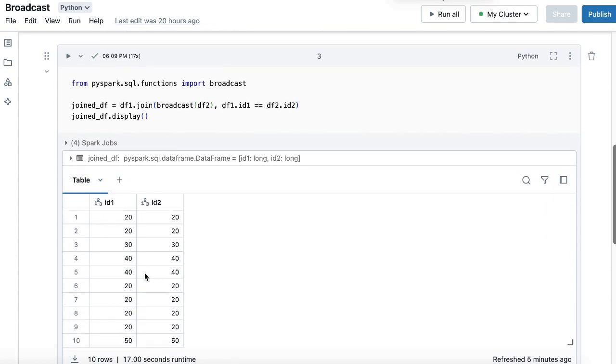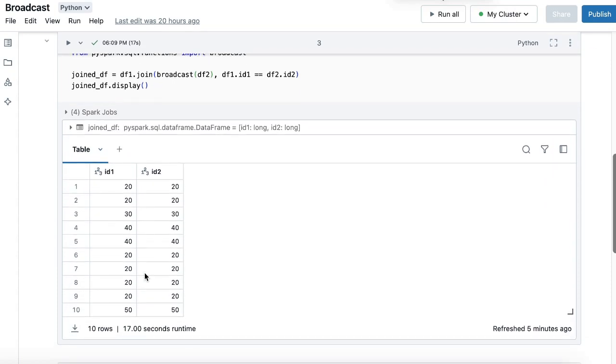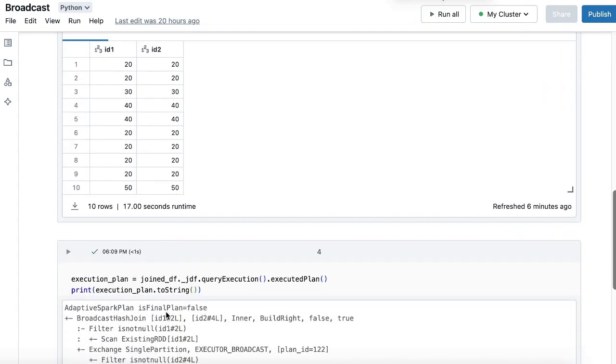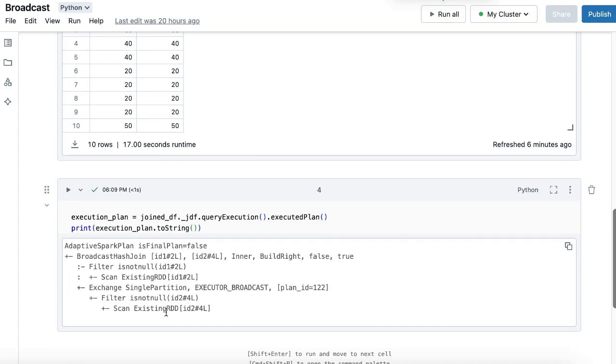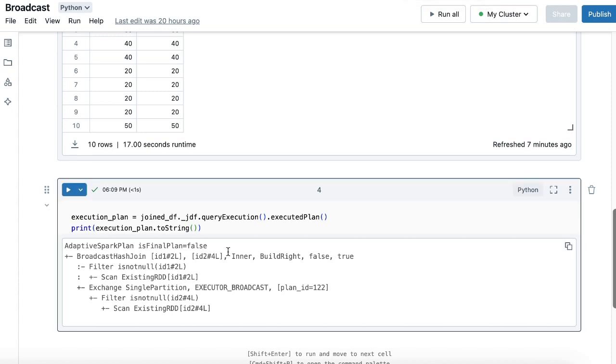Here is the join condition. We have the result with values of ID column 1 matching to ID column 2. If you see the execution plan, we have broadcast hash join used in the execution plan. I hope you got a fair idea of broadcast hash join.